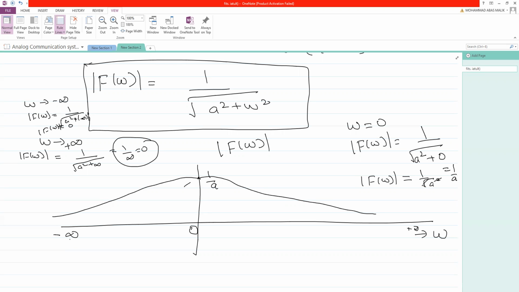Now tell me, is this magnitude spectrum graph even or odd? You can conclude from the graph. Sir, even. Even. What's the reason for that? Because f of minus omega is equal to f of omega. So you can conclude that this is an even function of omega.